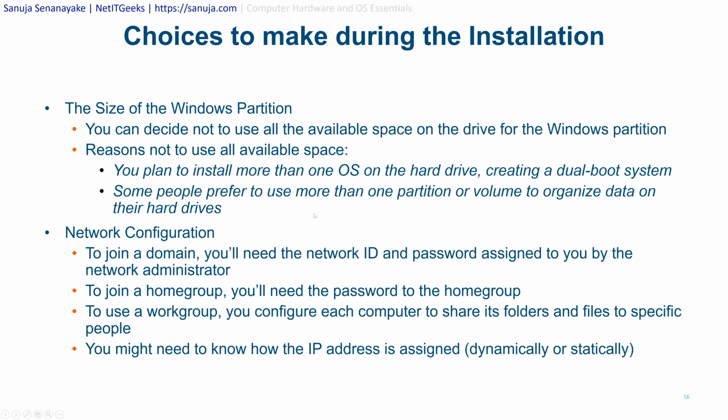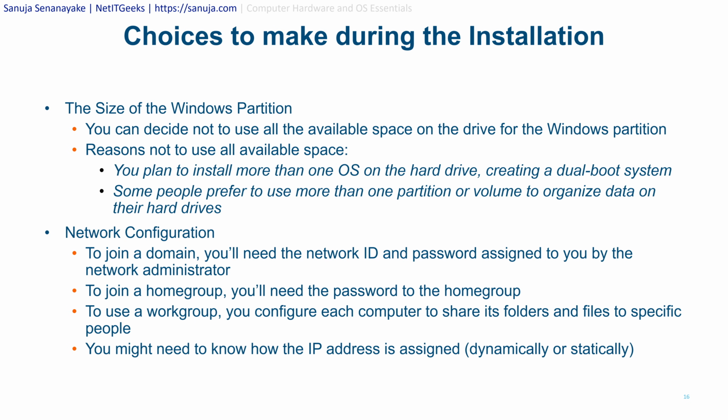And some people prefer to use more than one partition or volume to organize data on their hard drive. So instead of having the C drive taking up the entire hard drive, you can create a C drive and an E drive, where the E drive is going to be your data space and the C drive is going to be your operating system space. And by doing that, you basically divide your hard drive into 2 parts. We don't typically do that for home users because home users can simply create folders inside, for example, My Documents in the C drive.